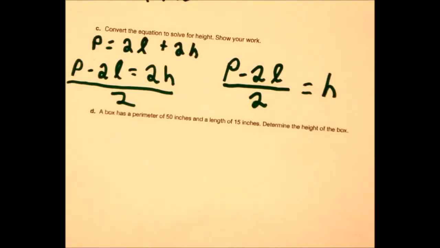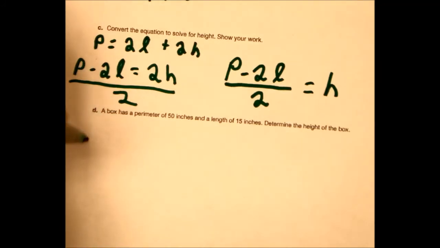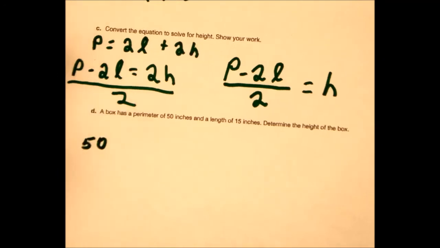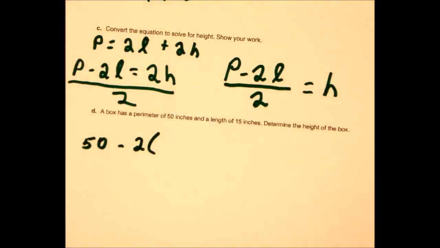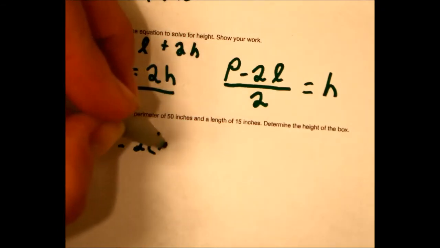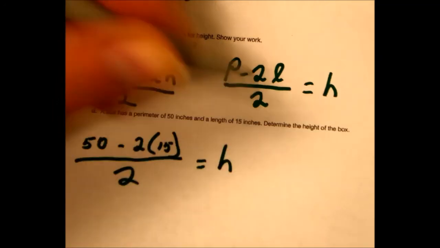Okay, so let's look at the last question. It says a box has a perimeter of 50 inches and the length of 15. Determine the height. Well, now we're going to plug it into our formula. So it says a perimeter of 50 inches, so P is 50, correct? Minus, it says we have a length of what? 15 inches. And we want to find the height.